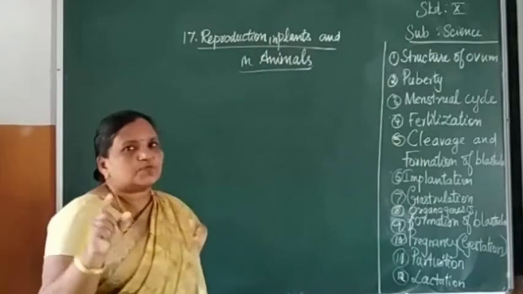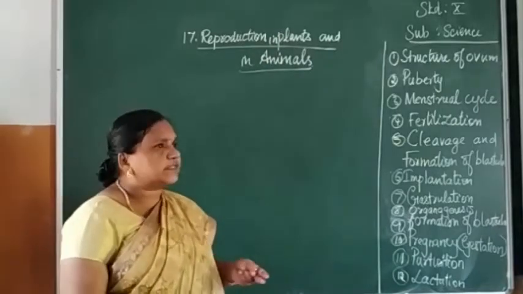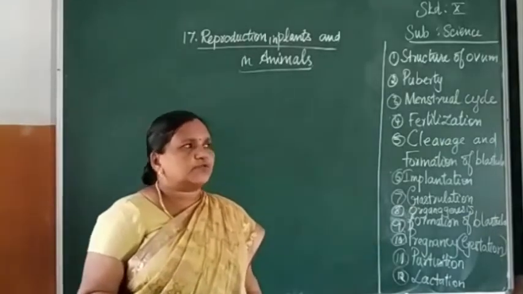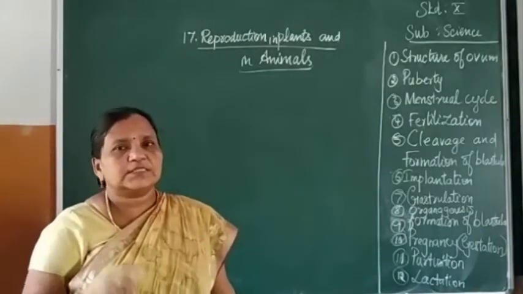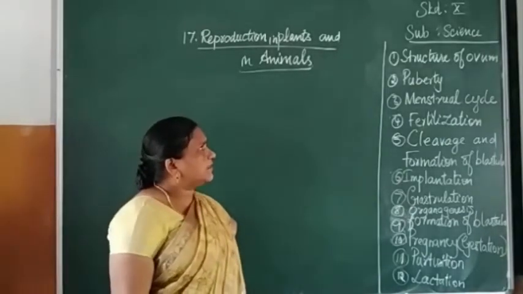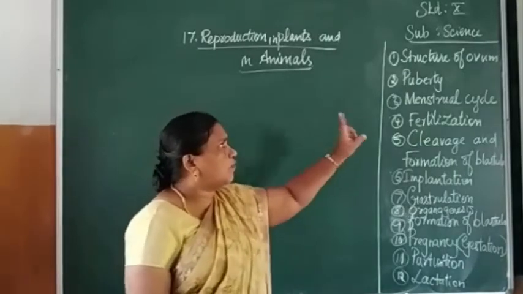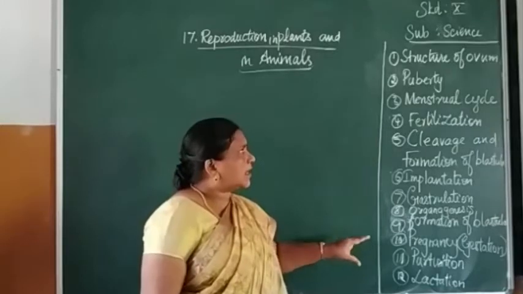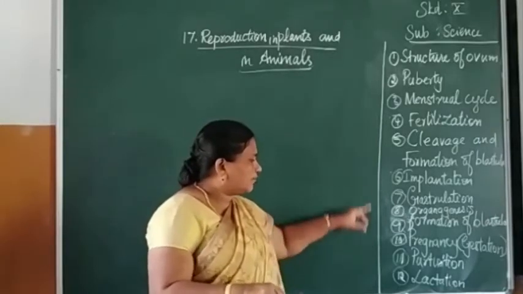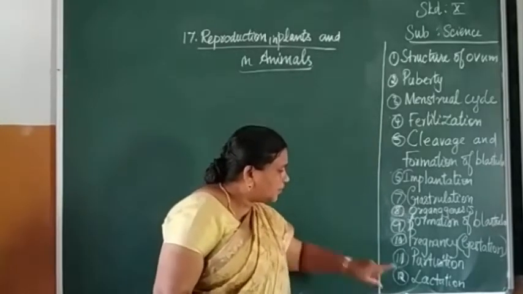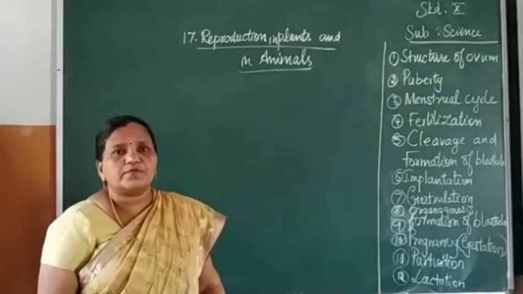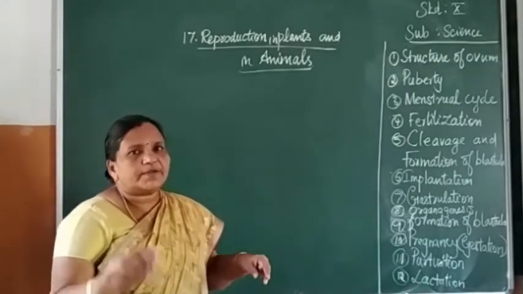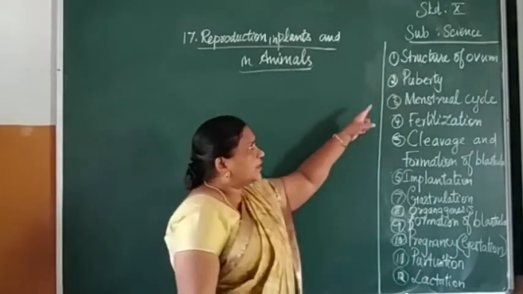In the previous class I explained the structure of the male and female sex organs and also the male sex cell, the sperm. Now in this class we are going to study the structure of ovum, puberty, and different cycles, from the structure of ovum up to the lactational period of the mother. Different titles are there, and one by one I am going to explain them.